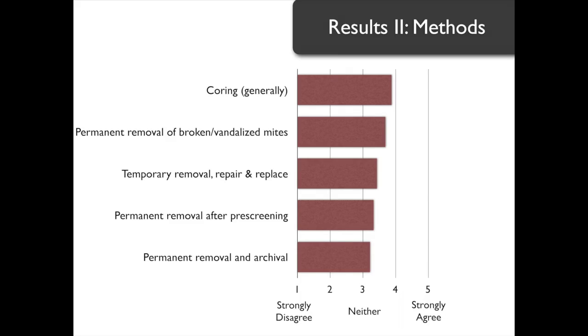So coring, generally speaking, permanent removal is fine if it's broken or vandalized. Temporary removal and repairing and replacing. Permanent removal after pre-screening, so that's like measuring what the cave climate is like ahead of time. And then permanent removal and archival.